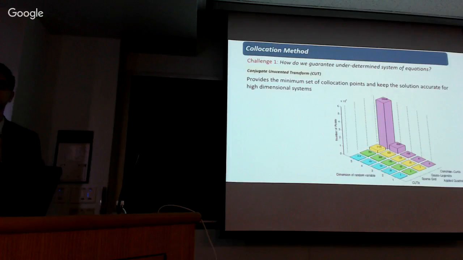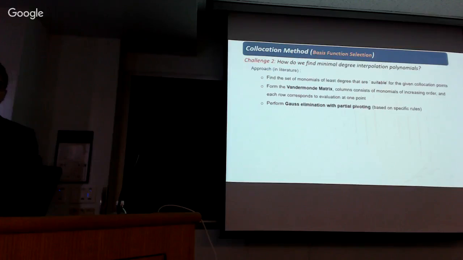And Paywood yesterday showed you that in 6 dimensions, Gauss-Legendre will give you 15,000 points, but CUT will give you something like 700 points. And the beauty of this method is that it keeps the solution very accurate, and it does not reduce the accuracy of the solution.